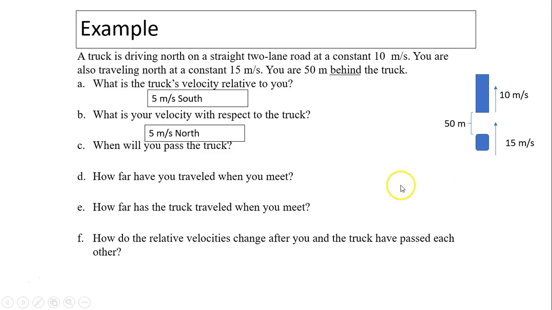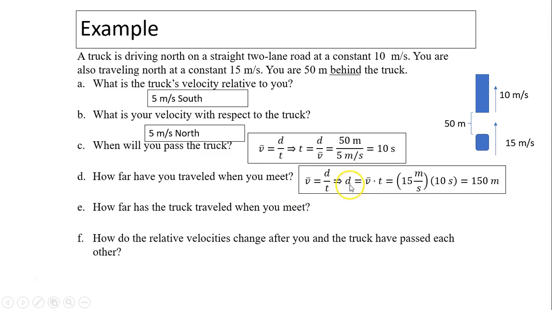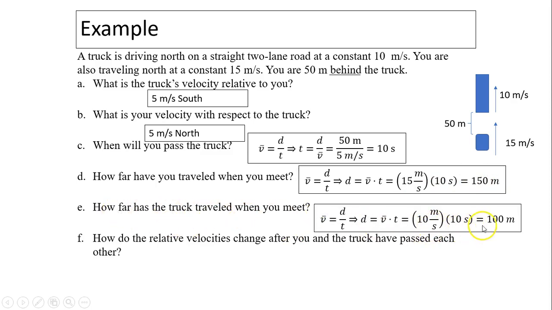So again, it's the time. Similar to the last question, you're solving for time, which is d over v. The distance between you two is 50. The relative velocity is 5. So the answer is 10 seconds. How far have you traveled when you meet? Well, you're trying to find d. d equals v times t. You use your speed times 10 seconds, so that gives you 150 meters. How far has the truck traveled? You use the truck's speed times time. So the truck has traveled 100 meters.